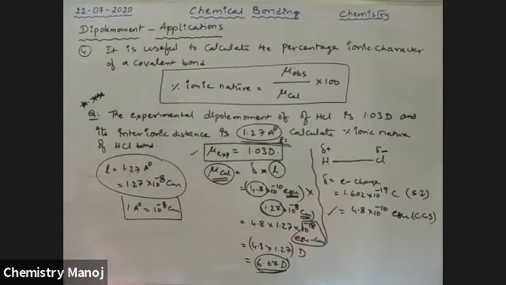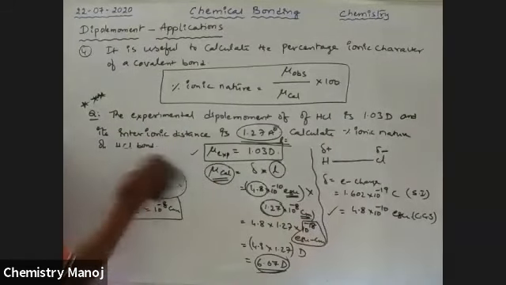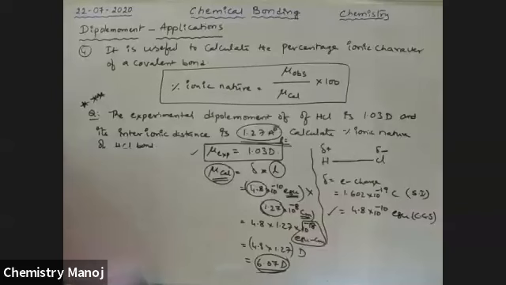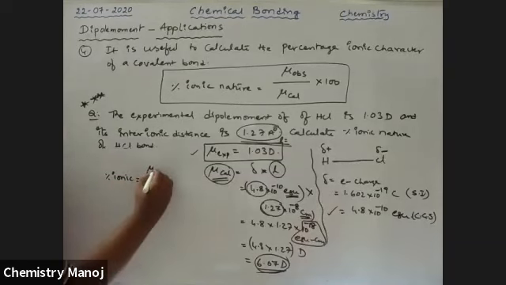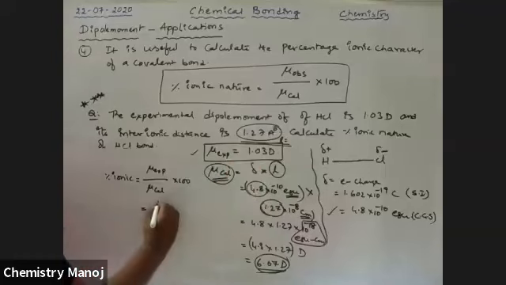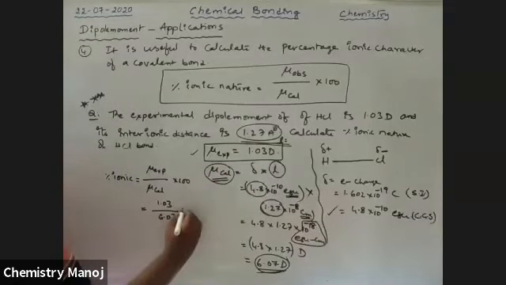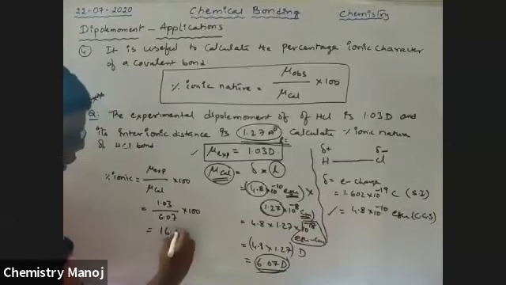So to calculate percentage ionic character, percentage ionic nature is equal to mu experimental by mu calculated into 100. Mu experimental, that is 1.03, by mu calculated 6.07, into 100, which is equal to, finally we get 16.9%.